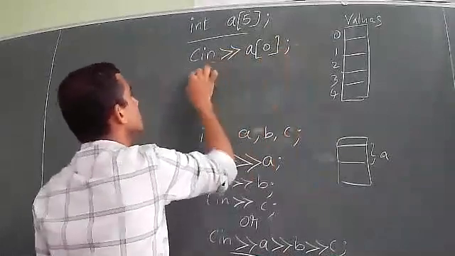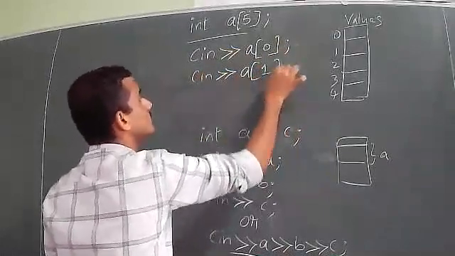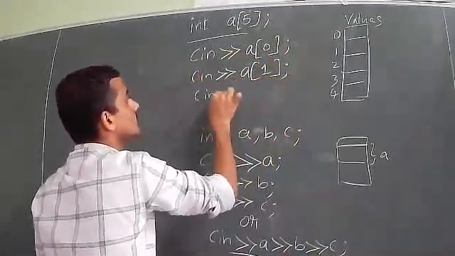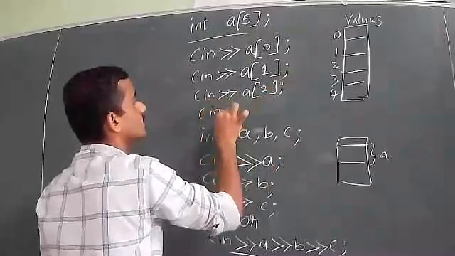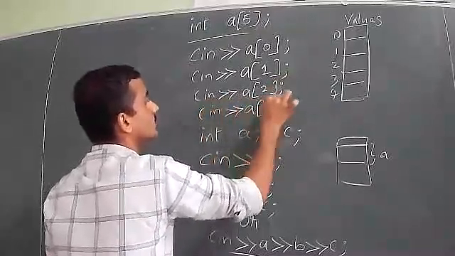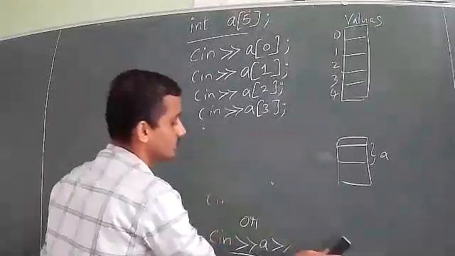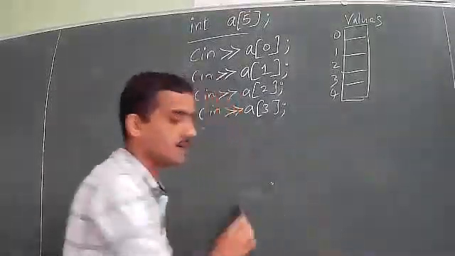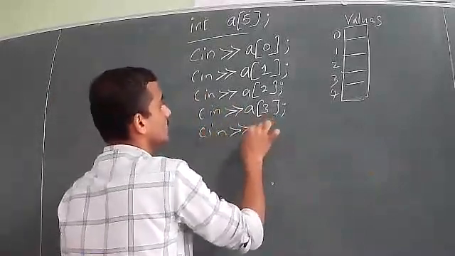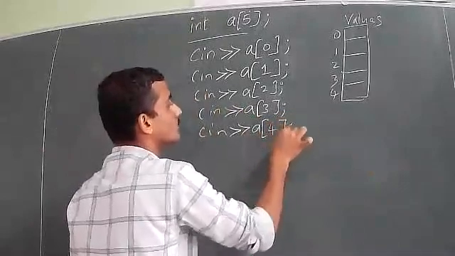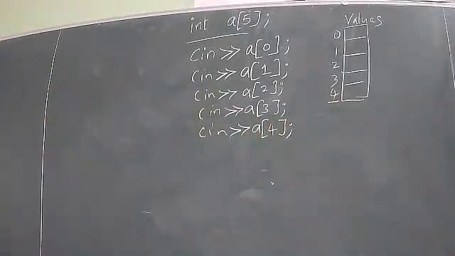Okay. Similarly, cin, A of 1 semicolon. Cin, A of 2. Nowhere have I written endl statement. So if this is an input statement, you should not write endl or backslash. Nothing. Okay. So cin extraction operator A of 4. So you have to stop at 4 because the last element position is 4.